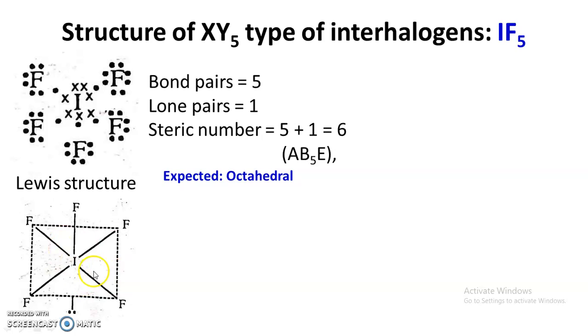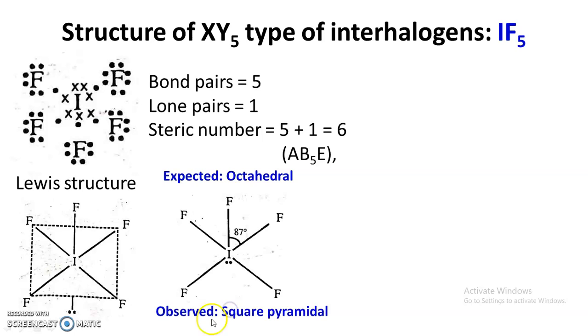And this is the expected geometry. Iodine occupies the center of the octahedron. Out of 6 corners of the octahedron, 5 corners are occupied by fluorine, and 1 corner is occupied by the lone pair. But the observed geometry is square pyramidal, where 4 fluorine atoms occupy the base of the square pyramid, and the remaining 1 fluorine atom occupies the top position of the square pyramid.